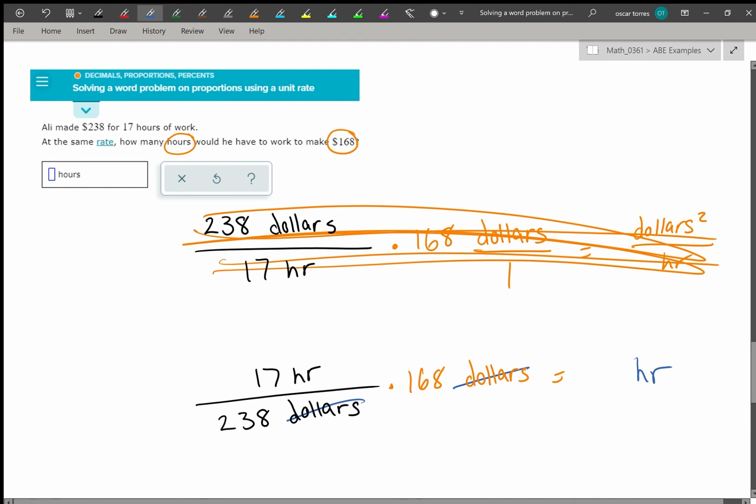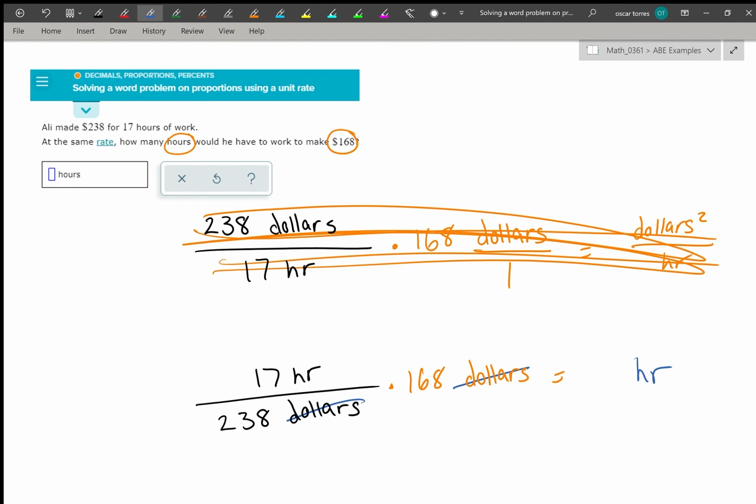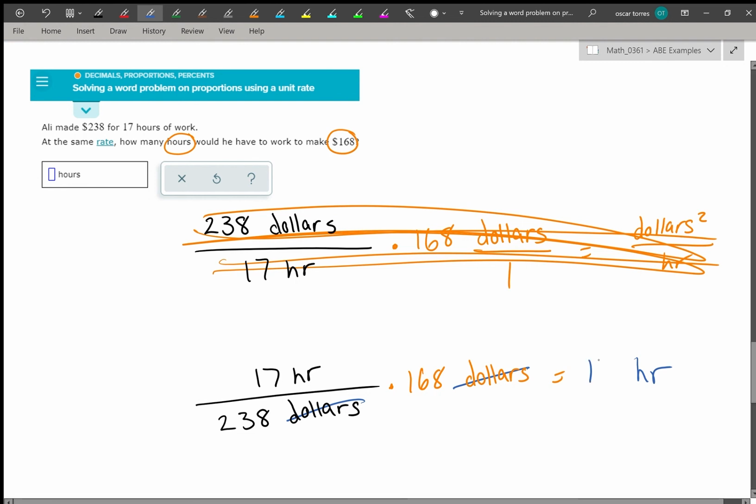The only thing left is to do the actual math. We need to take 17 divided by 238 and multiply it by 168. When we do that, we end up getting the answer of 12 hours, which would be the final answer for the problem.